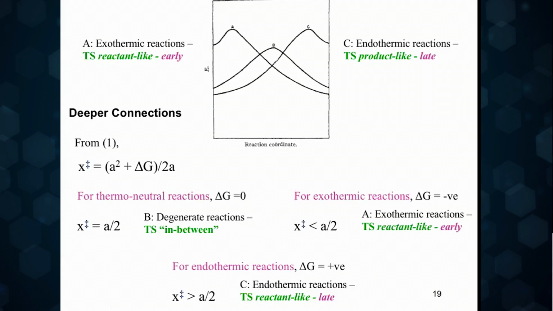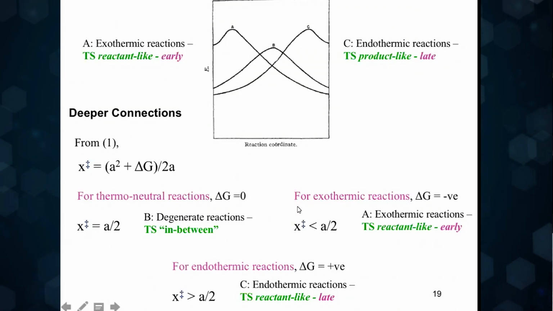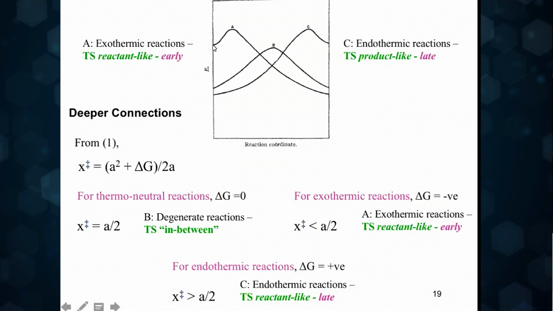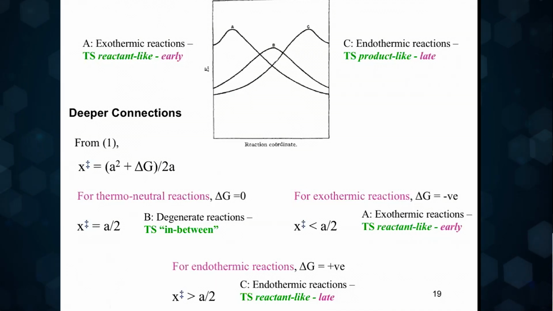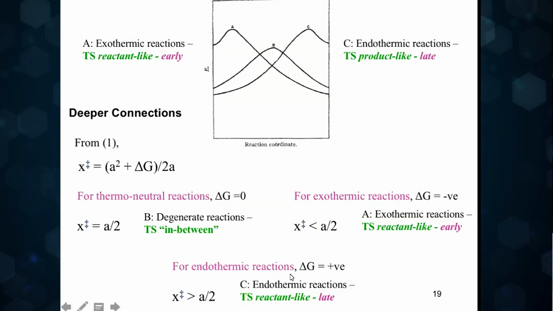You don't need to derive it. You can guess it because Hammond's principle gives you a very intuitive way. For exothermic reactions, the transition state would have a structure which is similar to that of the reactant. In other words, you can guess the transition state to have a structure which is very close or very similar to that of the reactant. Vice versa, for endothermic reactions, we are going to get structures which are product-like.